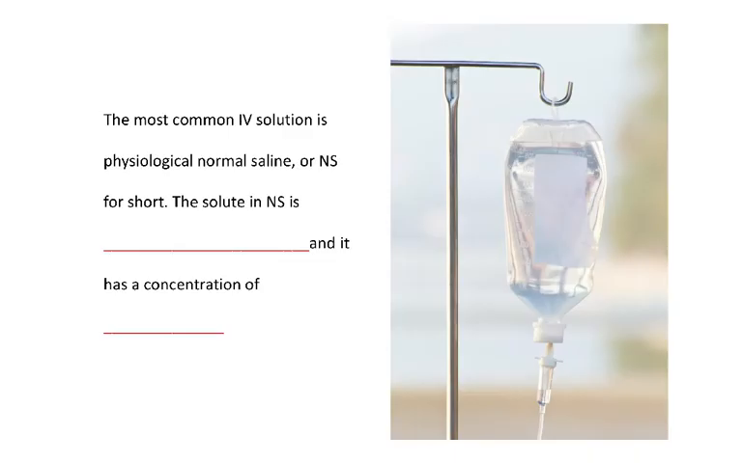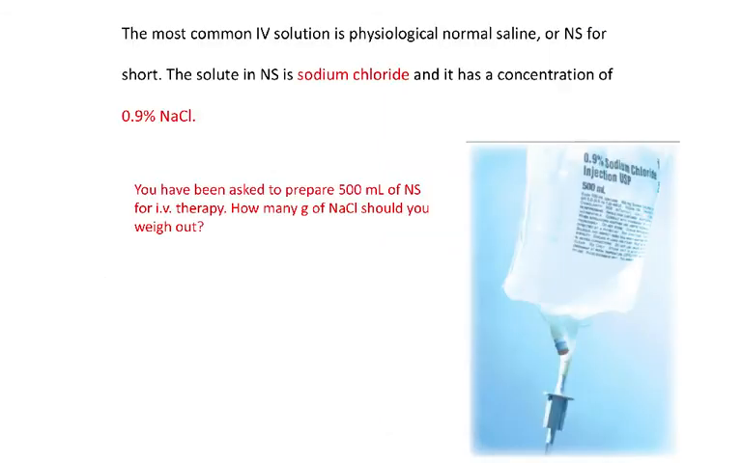Here's another one. I have a question for you. You might know this, some of you. So the most common IV solution is physiological normal saline, or called NS. Do you know what the solute in NS is? And it has a concentration of what? If you don't know this, it's okay, but I figure some of you have probably encountered this before. So normal saline is sodium chloride, and it has a concentration of 0.9%.